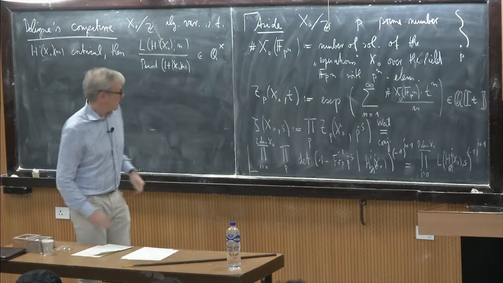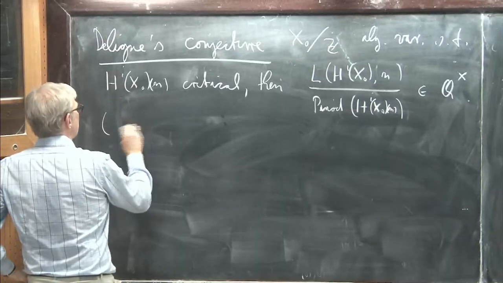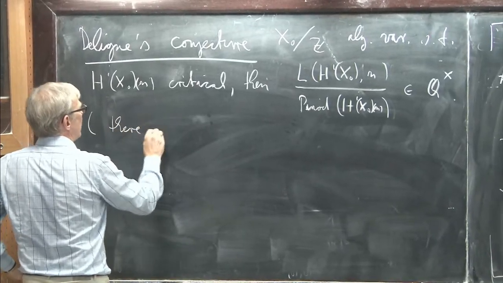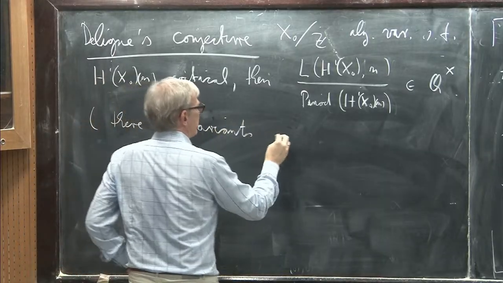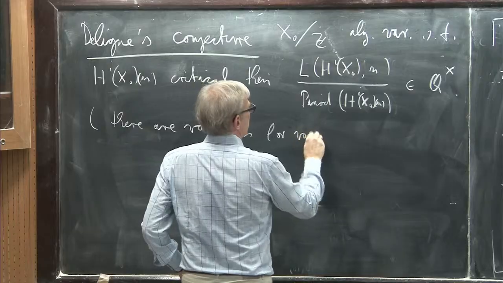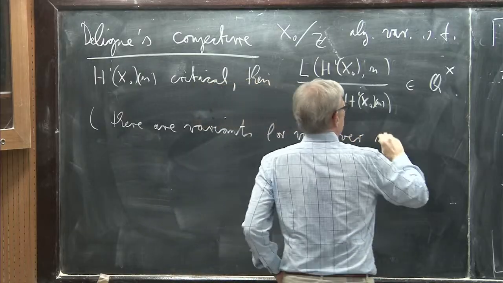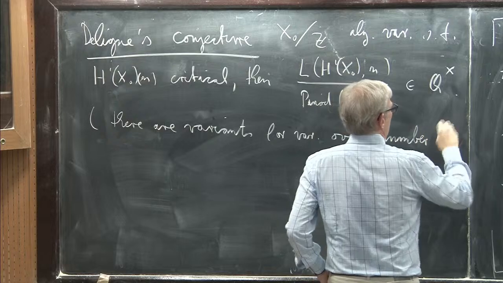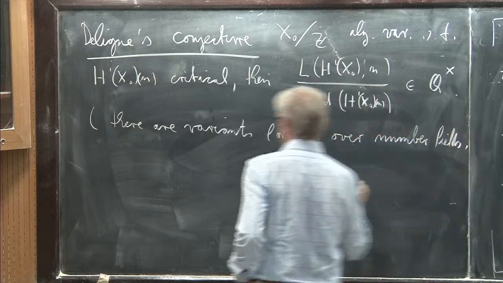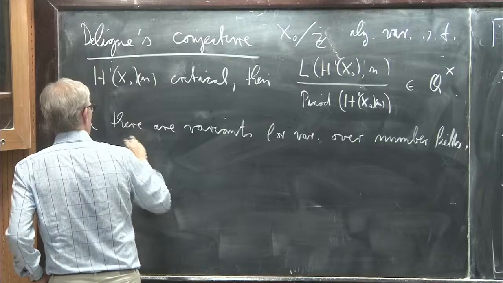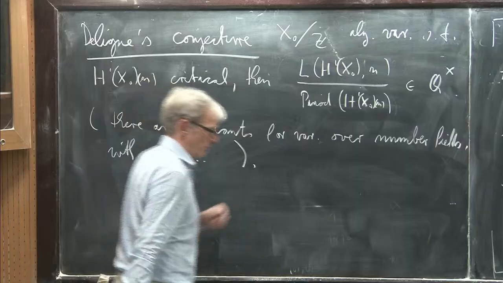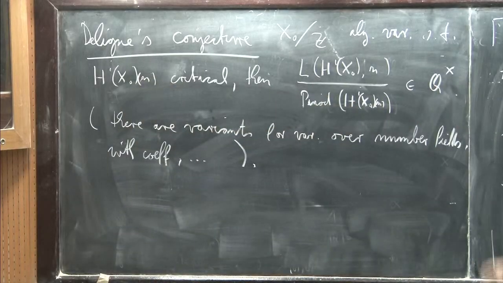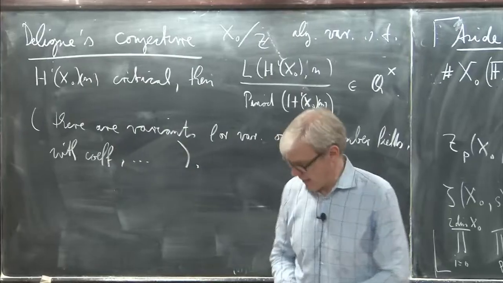Okay. I should say this, because this was also asked: there are variants of this conjecture, variants for varieties over number fields and with coefficients, and in fact for motives. I don't mention this, but this is really to give you an idea what this is about.